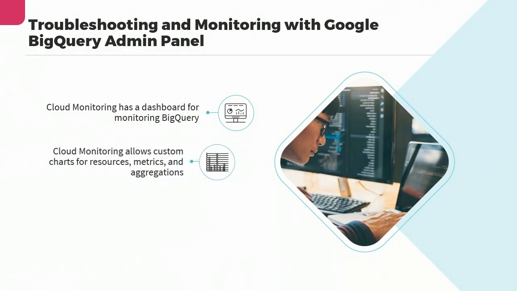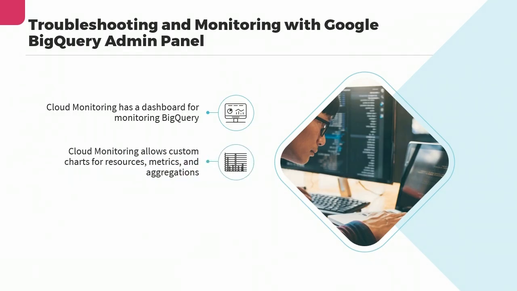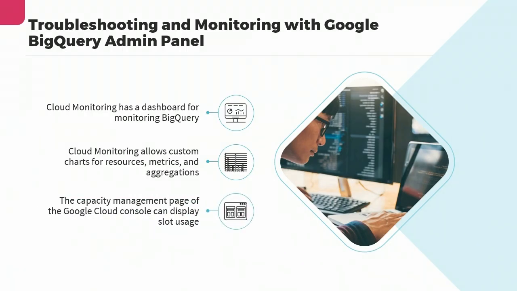There's also Cloud Monitoring, which allows custom charts for resources and metrics and aggregations, so that I can look at all of these logs and create some plots to view them at a high level and see what's happening in my BigQuery system. Now, the capacity management page of the Google Cloud Console can display things like slot usage. This is where we want to monitor some of our quotas and see if we are over-provisioning or under-provisioning our system.